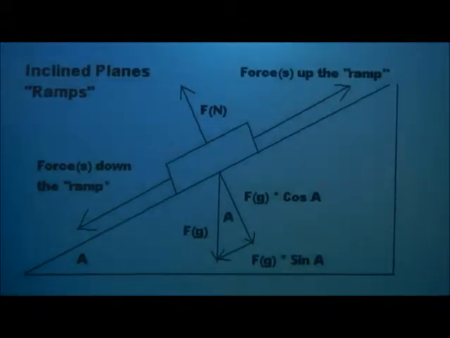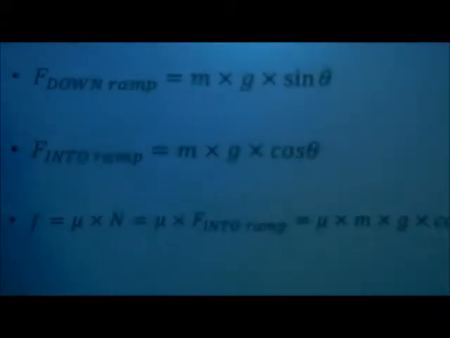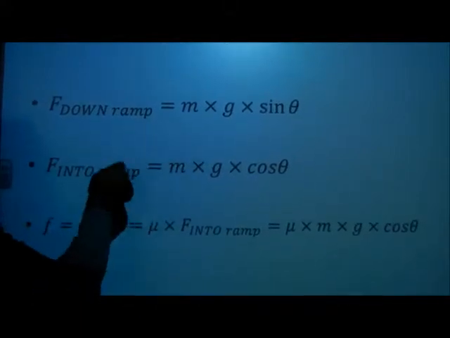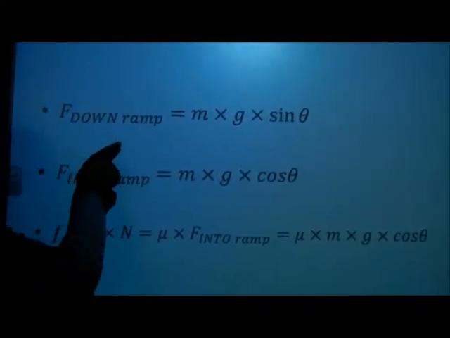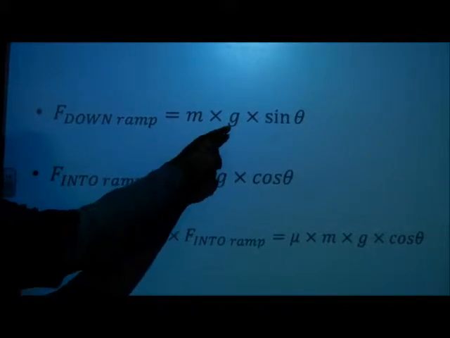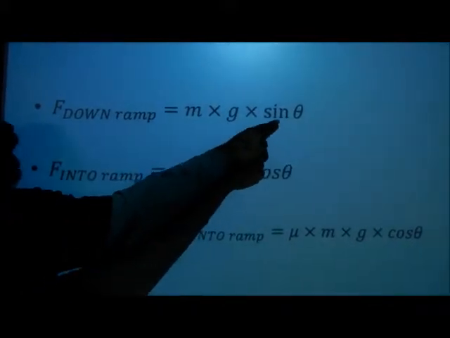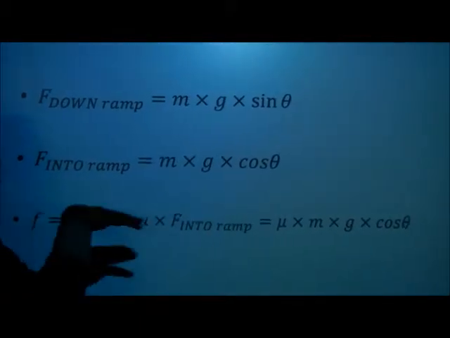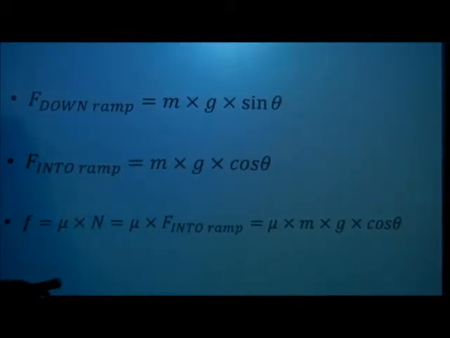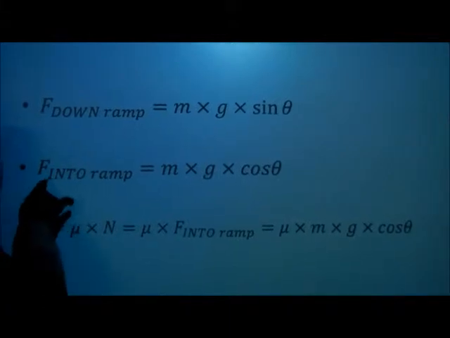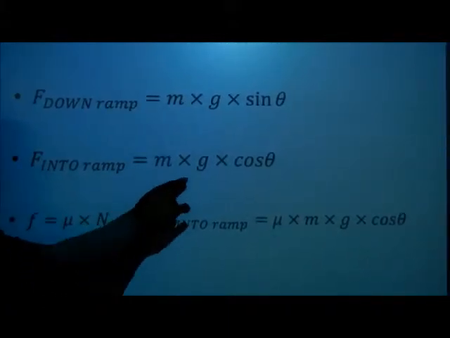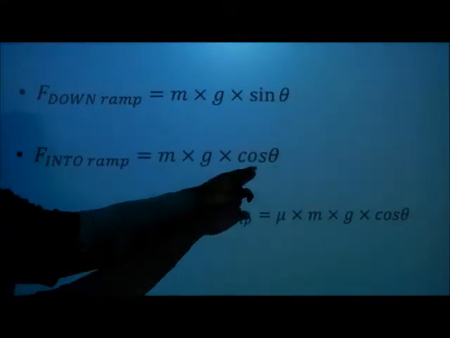We can identify very clearly the equation. The force down the ramp, which is a component of gravity, is the mass times the acceleration due to gravity times the sine of the angle that the ramp makes with the horizontal. The force that's pushing and smushing the book into the board, that's creating the frictional force, is the mass times the acceleration due to gravity, which is 9.8 generally, times the cosine of that angle.